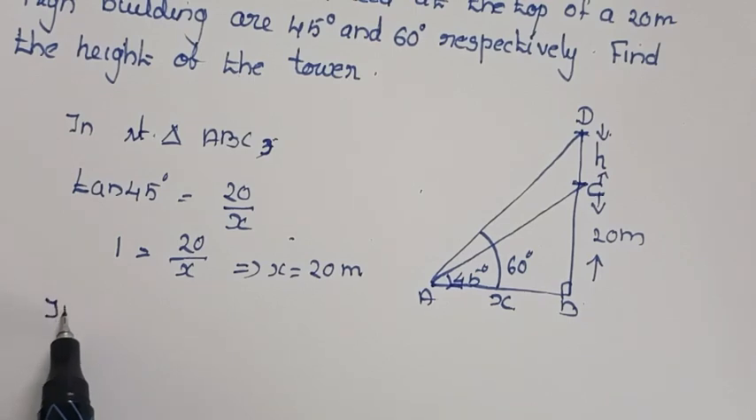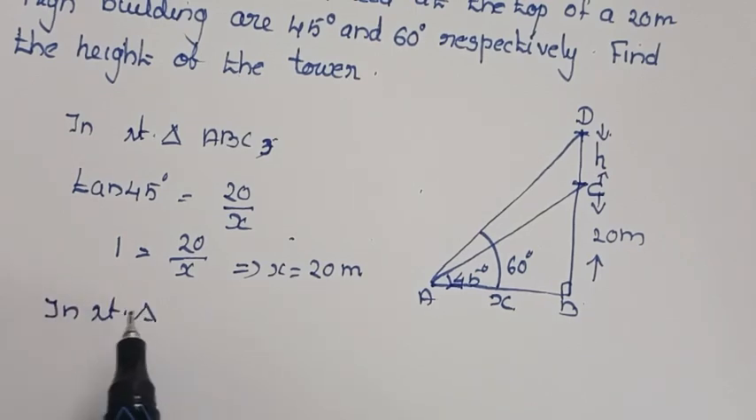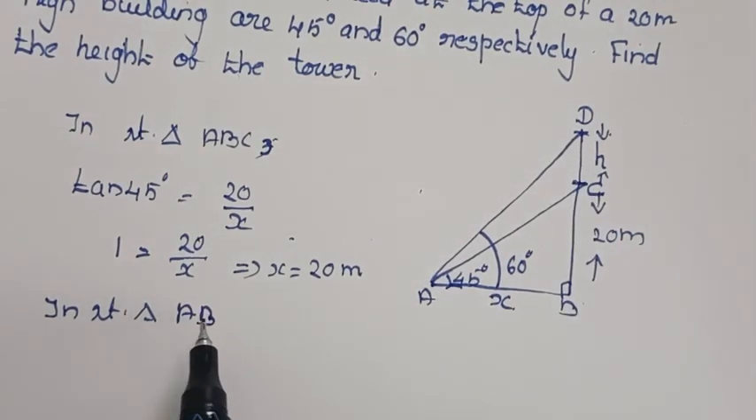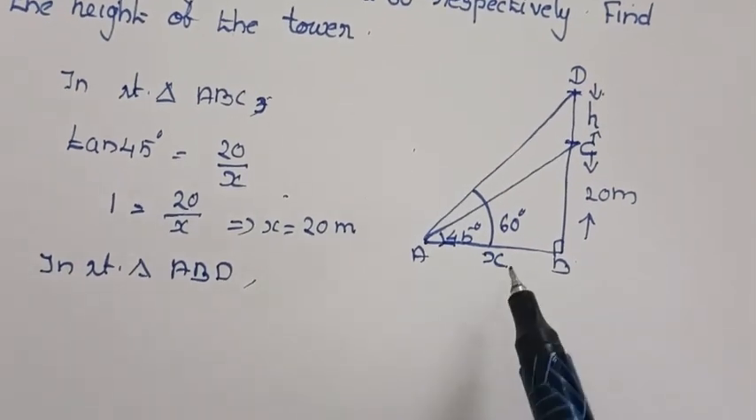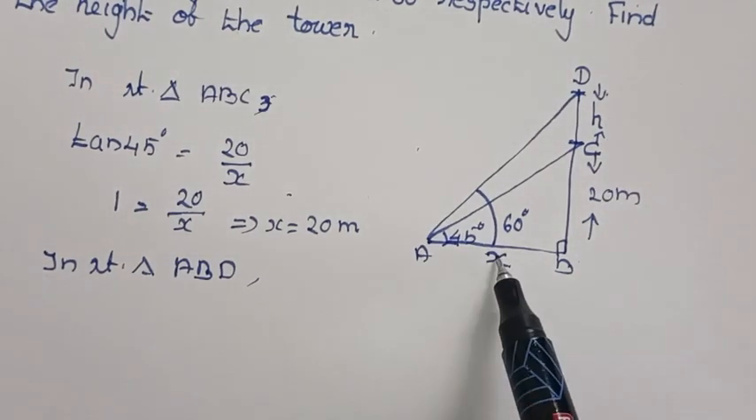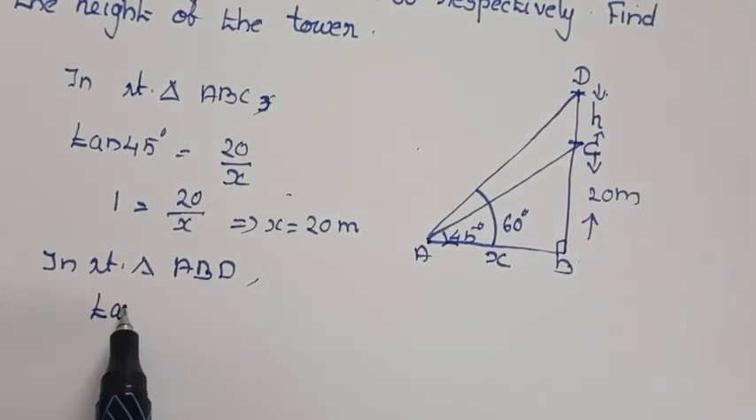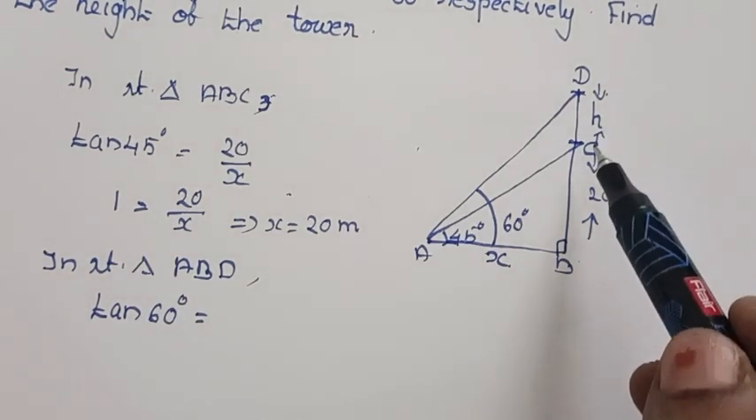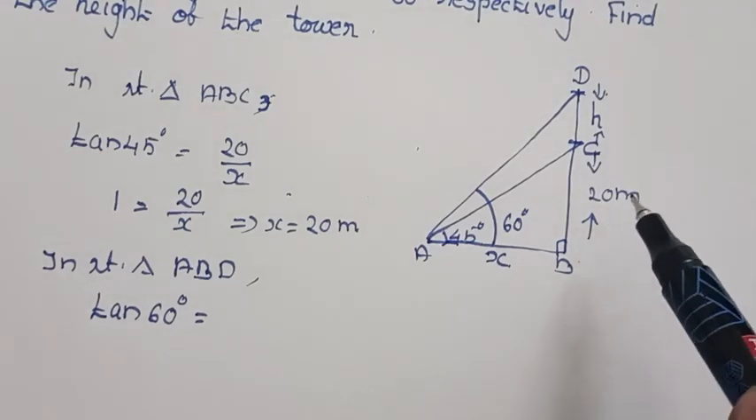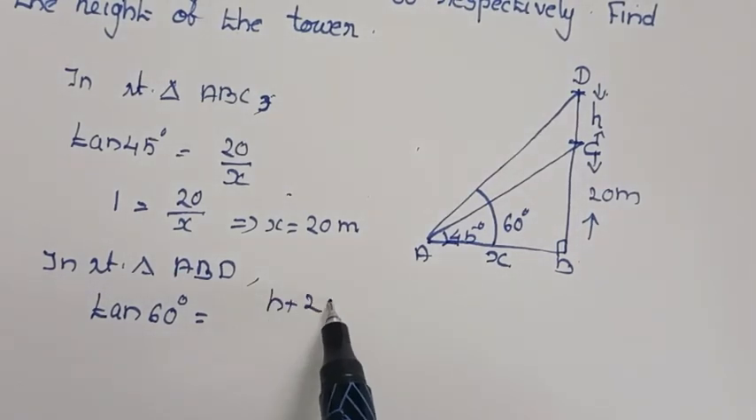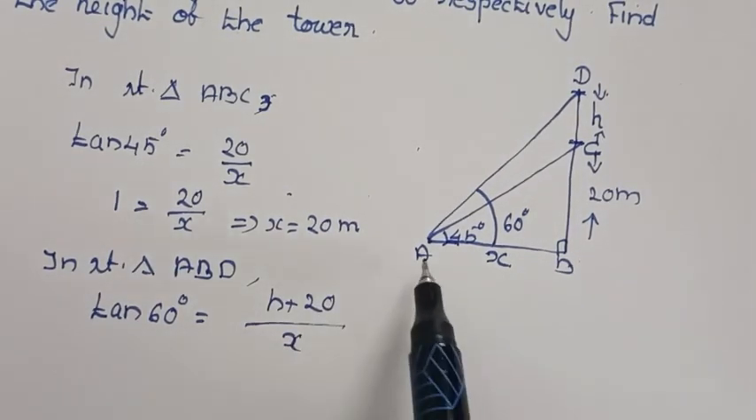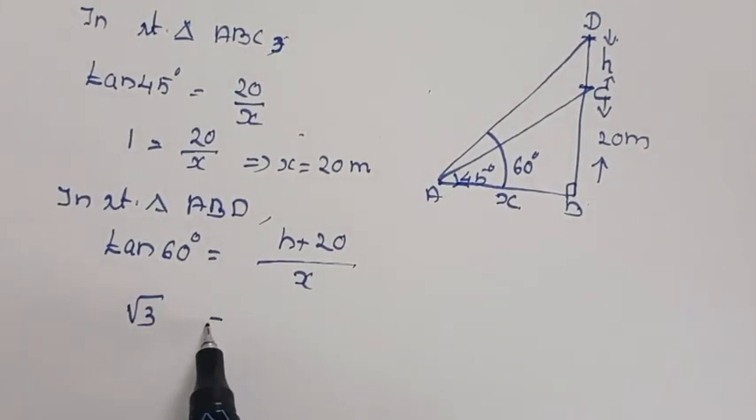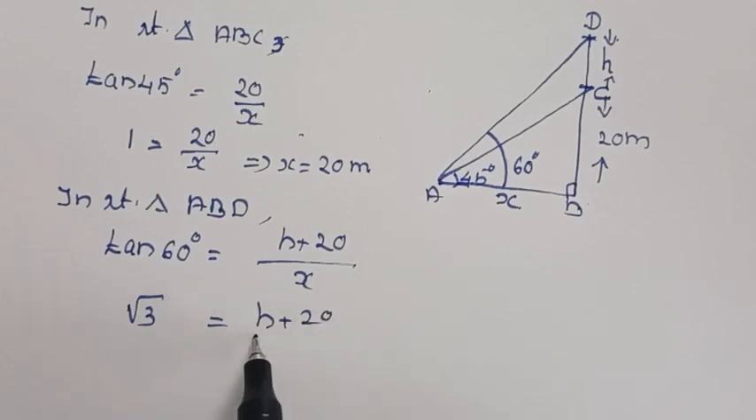Now in the second right triangle, it is ABD. In right triangle ABD, again we have to connect the opposite side and the adjacent side. So take tan 60 degrees equal to opposite side, it is h plus 20, isn't it? Total height, that is h plus 20, divided by adjacent side, same, that is x. Tan 60 is root 3. Root 3 equals h plus 20 by x.